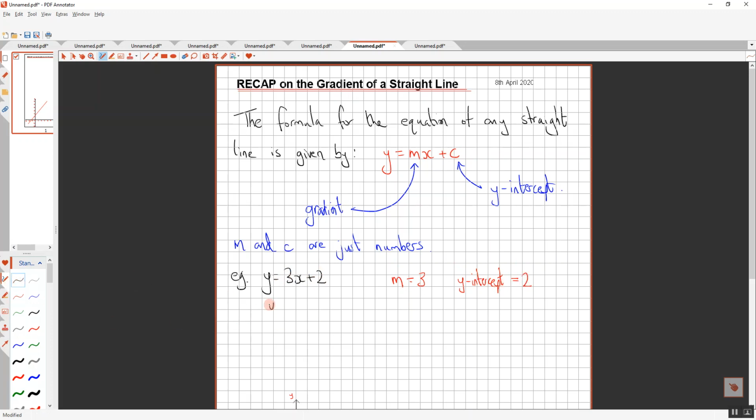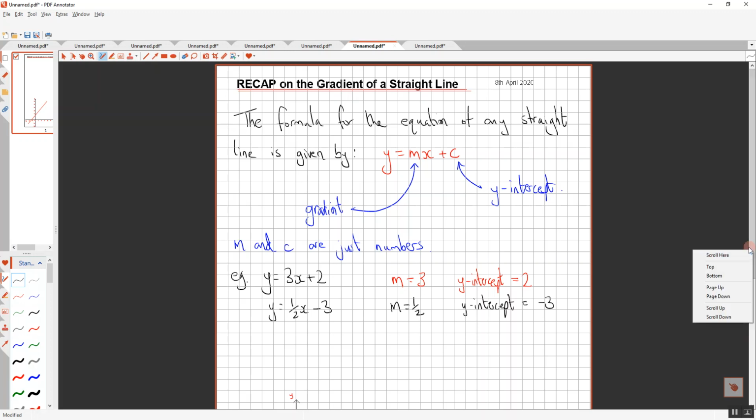Okay, if I do maybe one more, let's say y equals 1 over 2x minus 3. In this case, what is the gradient? Well, it's the number in front of the x, which is a half. And what is the y-intercept? Well, the y-intercept is the number by itself, which is actually negative 3. Okay, so pause the video if you need to make any notes.